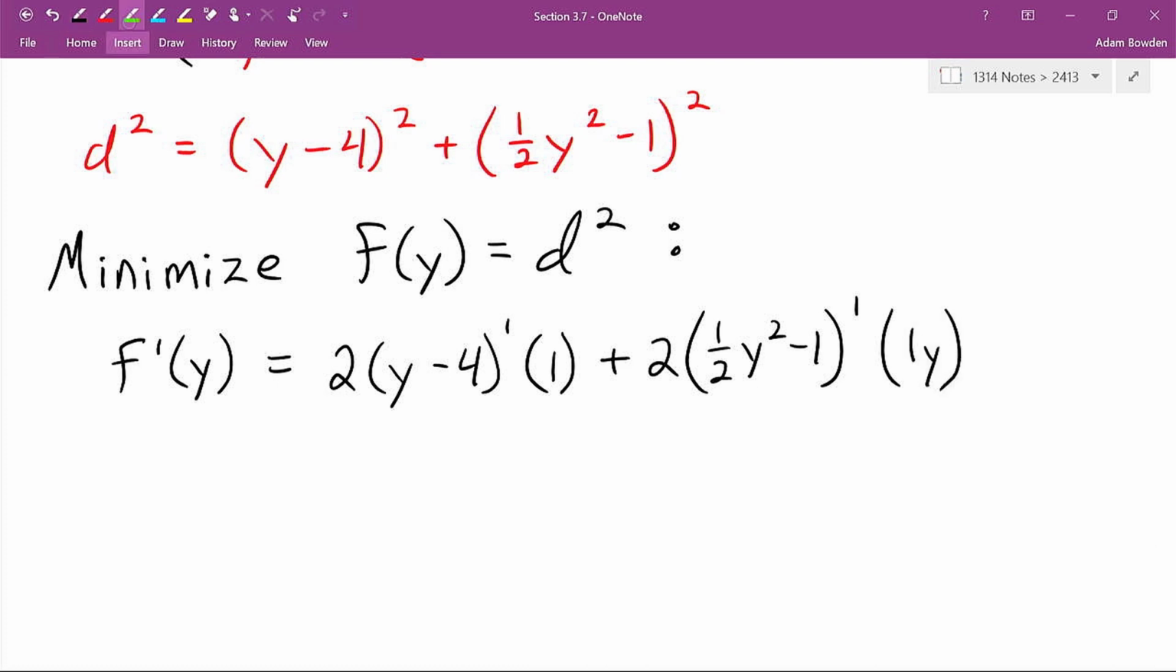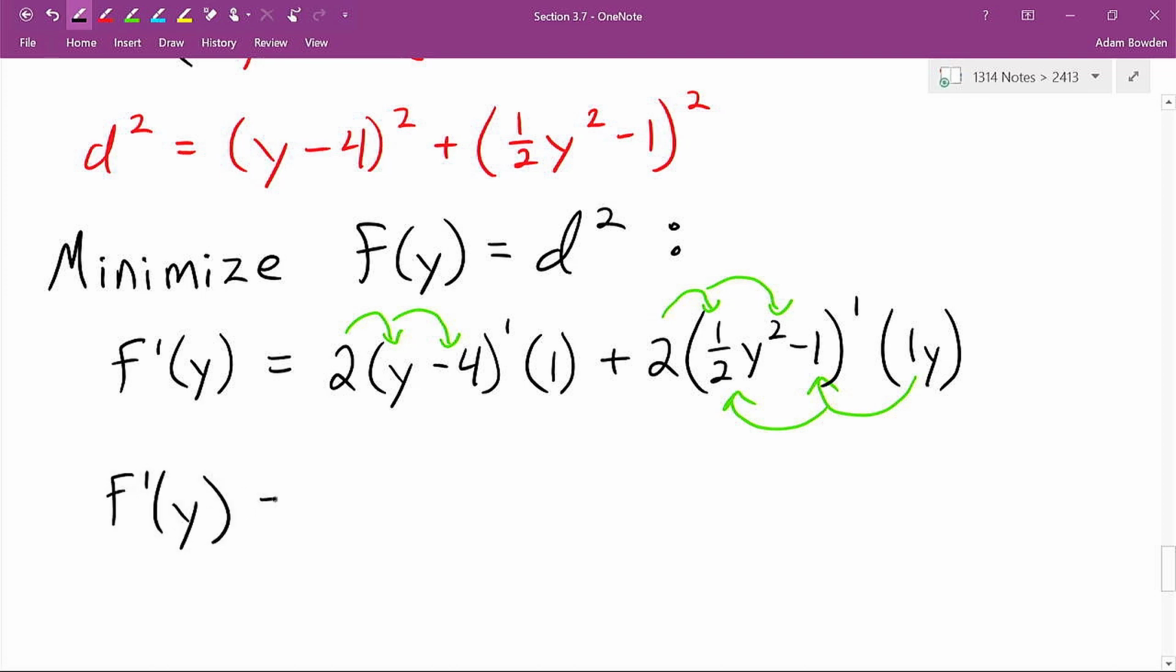And I'm going to work on cleaning this up a little bit. We're going to distribute this 2 into the parentheses. I'm going to distribute this 2 also in the parentheses. We can also distribute the y into the parentheses as well. So f prime of y would equal 2y minus 8 plus y cubed minus 2y.